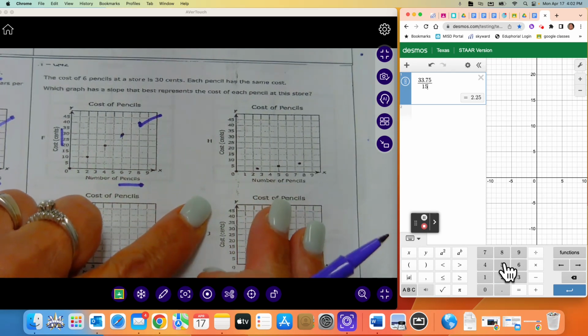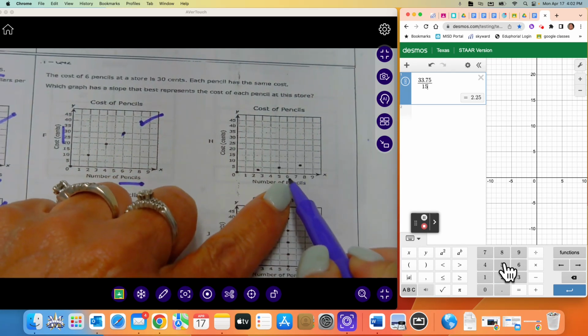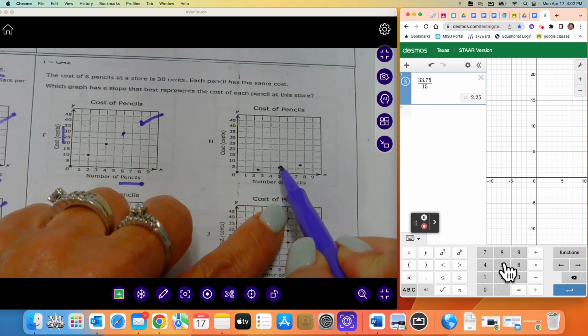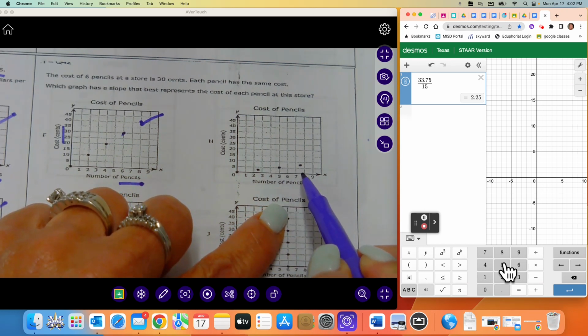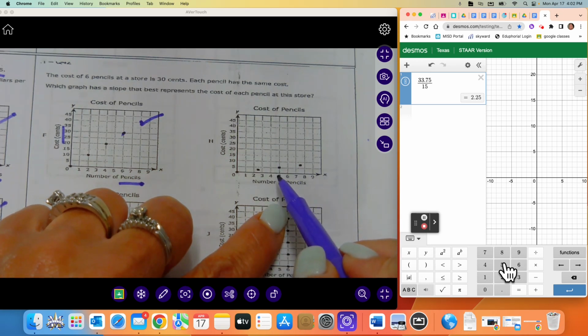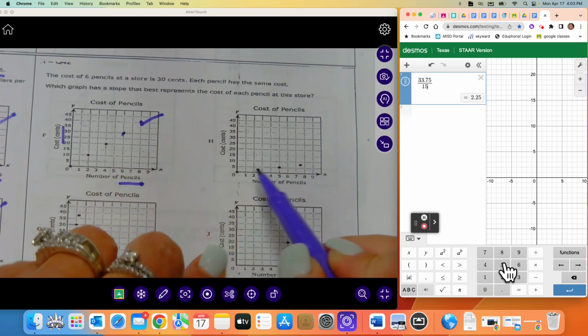Let's look at this. There's not a point for 6 pencils, but for 5 pencils, it costs $5. For this one, it's in between 7 and 8. So 7.5 pencils cost $7. Nope, this is cents, sorry. So let's try this again. 5 pencils cost 5 cents. 7.5 pencils cost about 7 cents. So it's not this one.